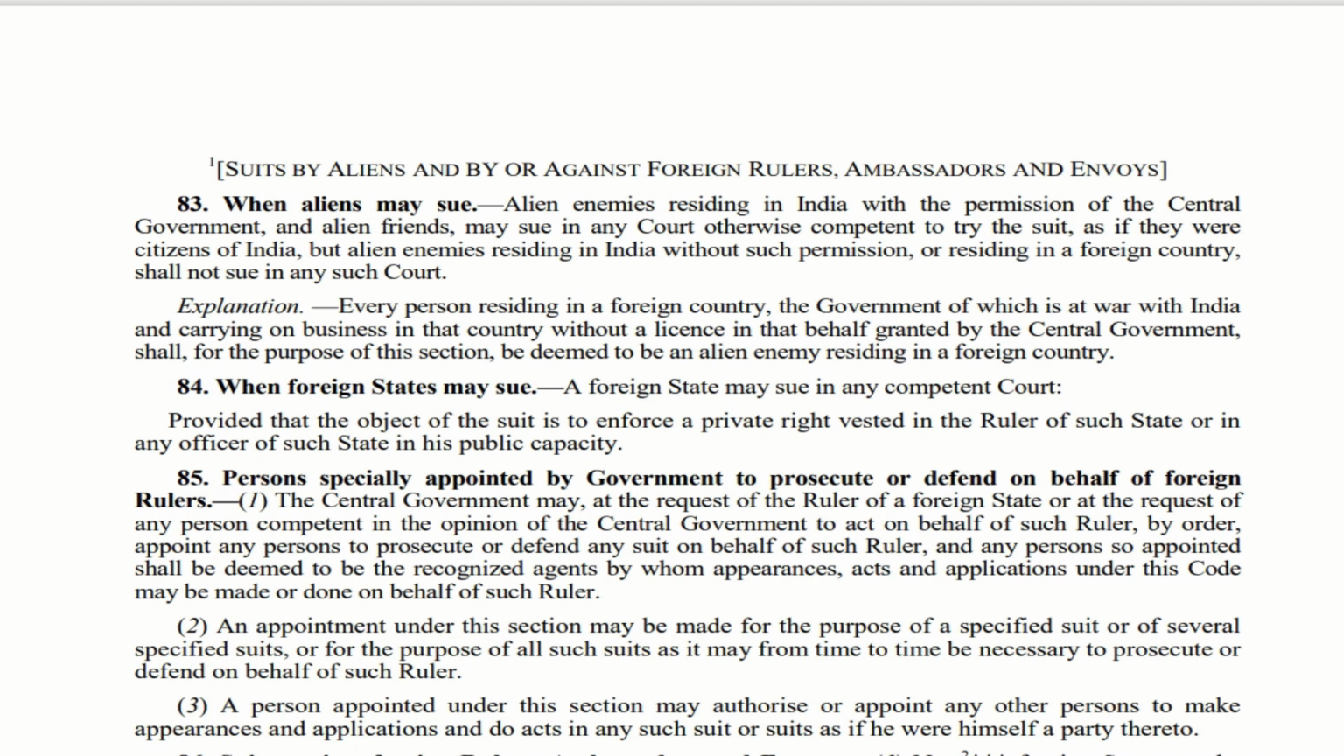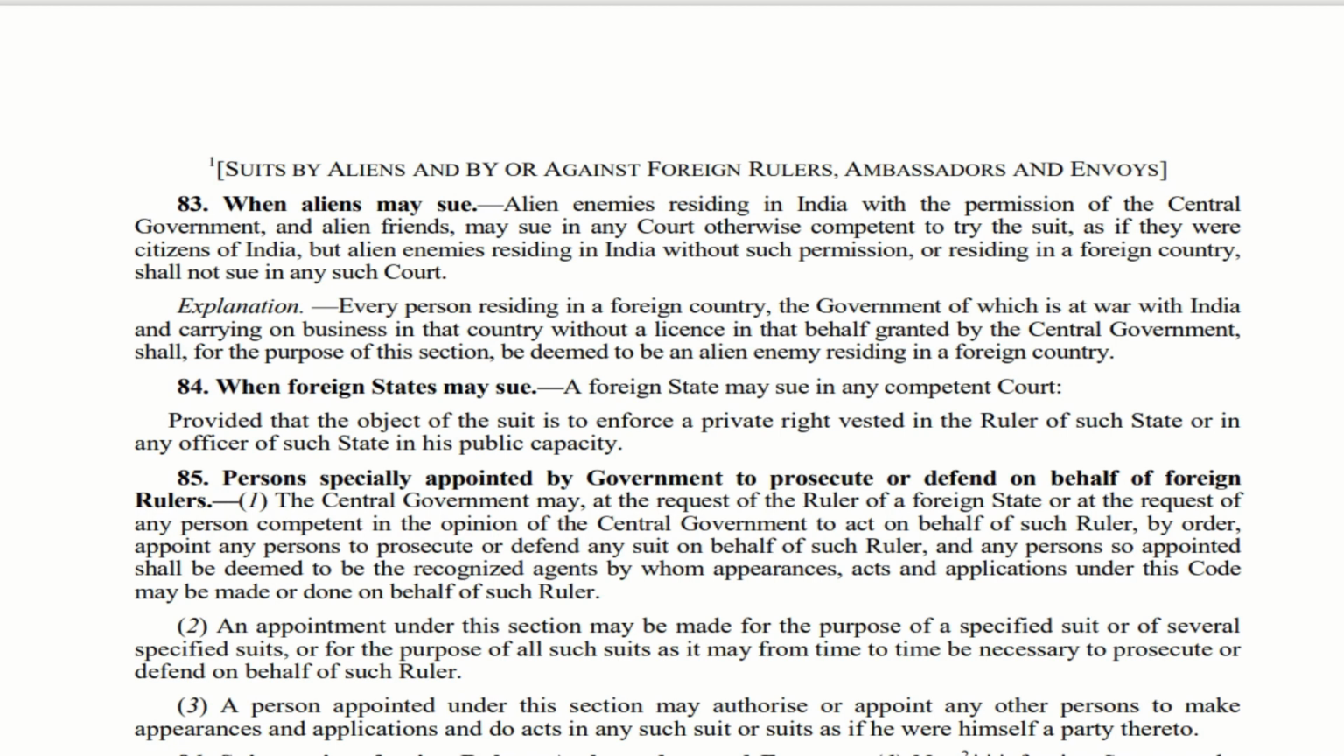Suits by aliens and by or against foreign rulers, ambassadors and envoys. Section 83. When aliens may sue. There are two things which we need to understand in this particular section. One is alien enemies, the other one is alien friends. If he is an alien enemy, if he is residing inside India with the permission of the central government, then he can sue in any court competent to try the suit. That is the first point.